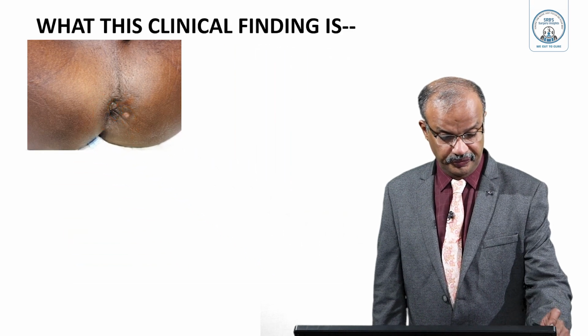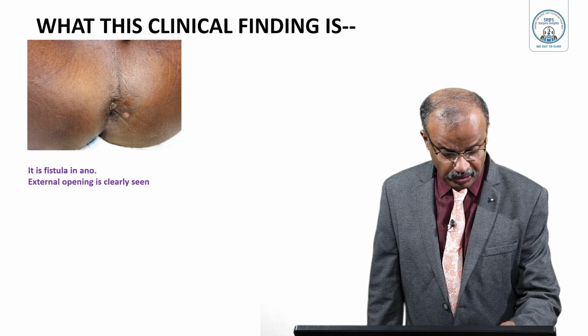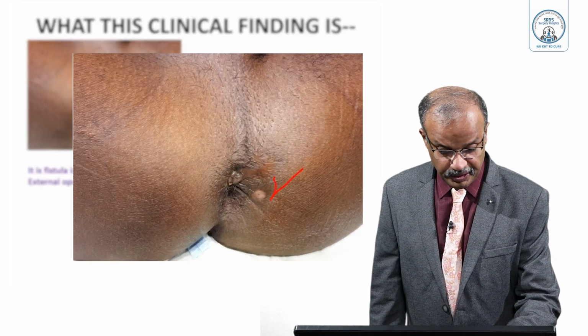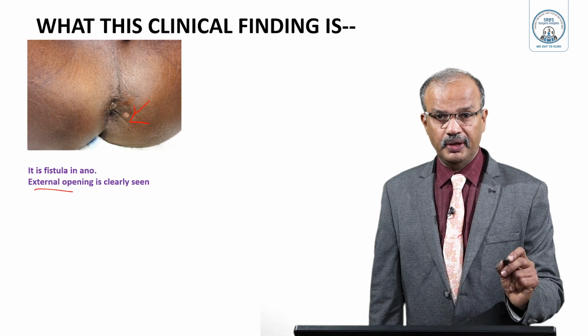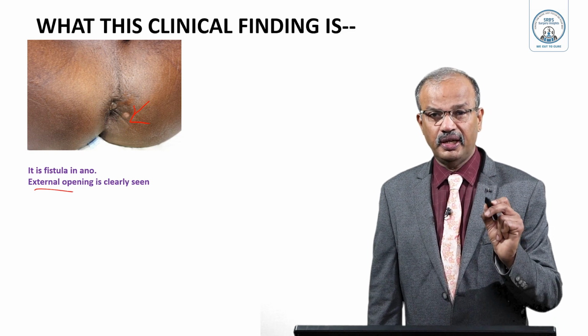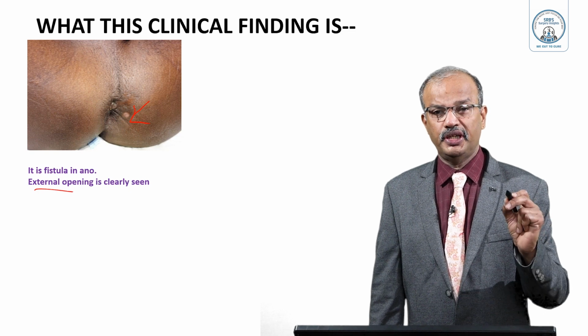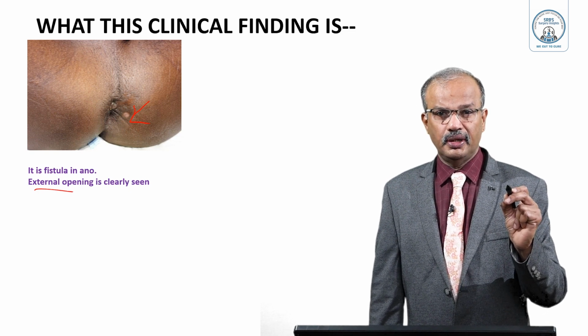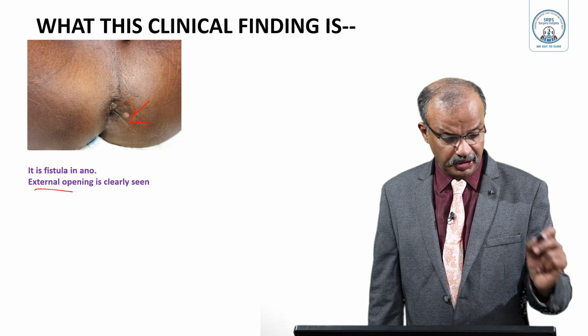Look at that. It is fistula in ano. What you see here is the external opening. You can see that external opening. So it is a tubular structure connecting from the external opening towards the internal opening due to infection in the cryptoglandular tissues or glands. There are different causes which I am going to discuss.